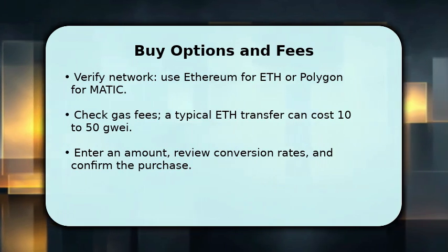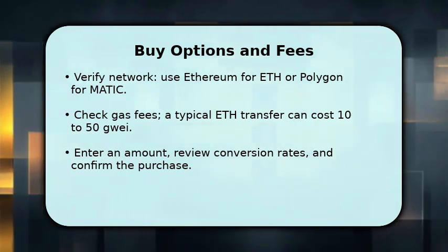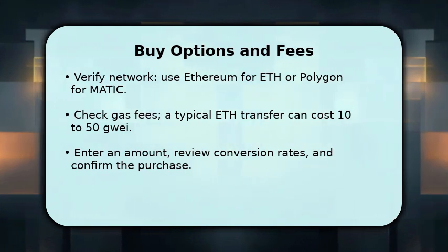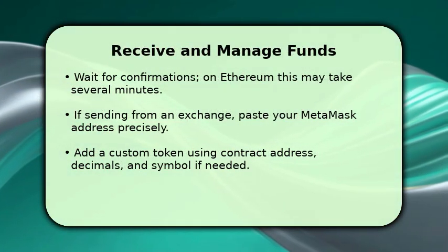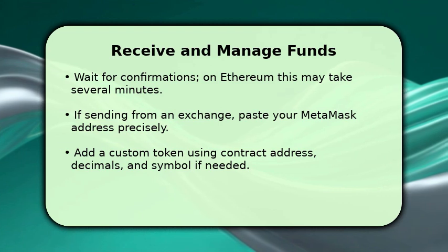MetaMask will show the fiat cost, network fee, and total. View estimated arrival times and any third-party provider fees before approving the transaction. Wait for confirmations. On Ethereum, this may take several minutes depending on network congestion and gas price.